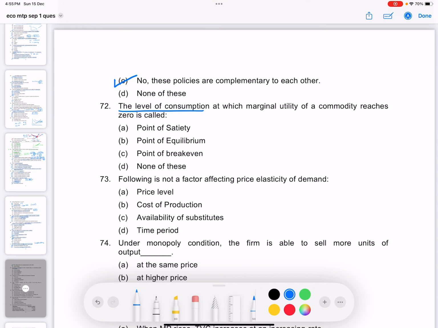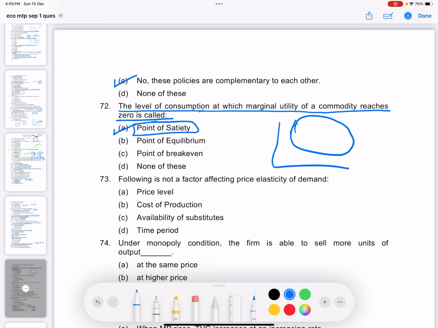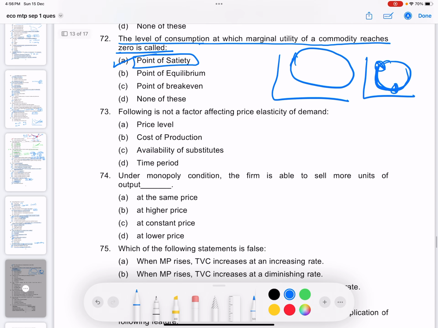The level of consumption at which marginal utility of a commodity reaches zero is called. So, this is called a point of satiety. Indifference curve की shape exactly होती ऐसी है. It's like a circle only. But we consider this part of the indifference curve, which means the marginal utility is always positive. इस point पे zero होती है, then it starts falling. Okay. Falling is not a factor affecting price elasticity of demand.